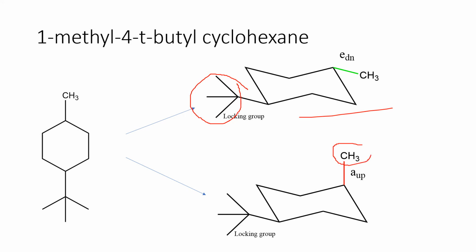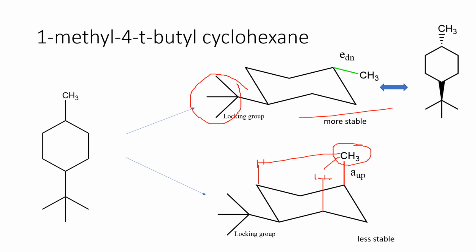Even though here the CH3 is axial up, it has diaxial interactions here and here. There are 2 hydrogens here. These 2 hydrogens have diaxial interactions with this CH3 group. Whereas the equatorial position will not have any interactions. Therefore, it is more stable, and this is the less stable one. If you write the planar structure of this one, it is in a wedge shape.